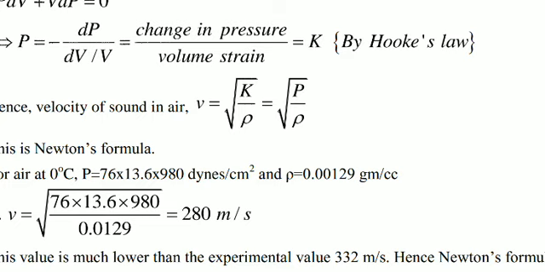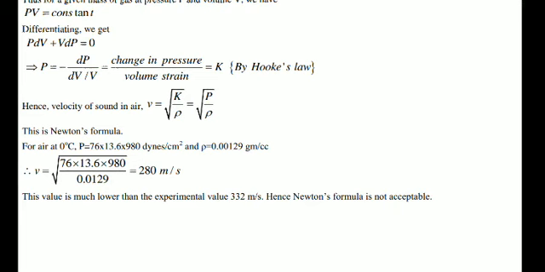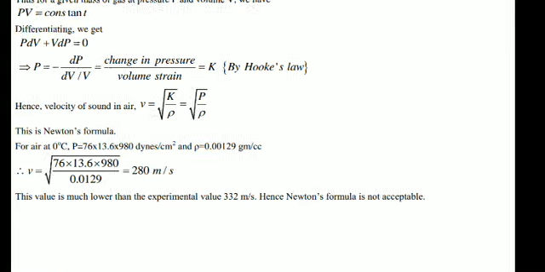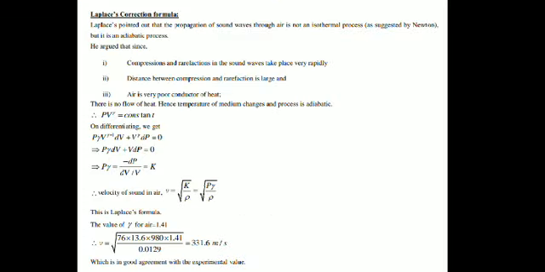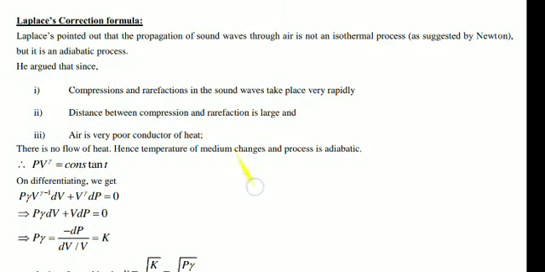So Newton did not succeed in determining the accurate value of the velocity of sound in air. Hence, Newton's formula must be corrected. It is not acceptable. So what next then? Who determined the value of sound in the air medium? Then there comes Laplace. Laplace is the name of the scientist.